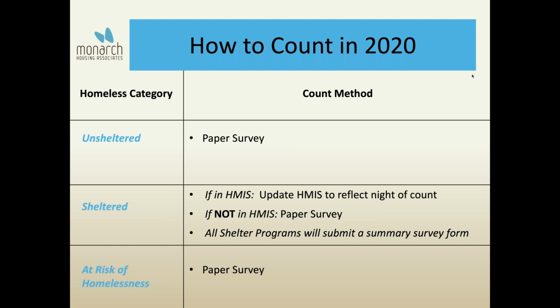So for 2020, we are going to do an unsheltered count, and that is always completed with the paper survey. So you would complete an interview with the person. For those that are in shelter, if that sheltering program enters into HMIS, we would ask that you go in and update HMIS to reflect the night of January 28th, 2020, and be sure that everything in there is accurate and up to date, so that we can get an accurate count of your sheltered population.